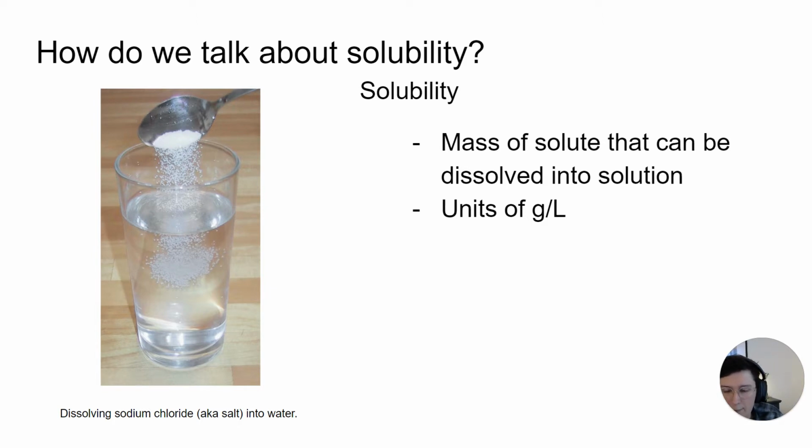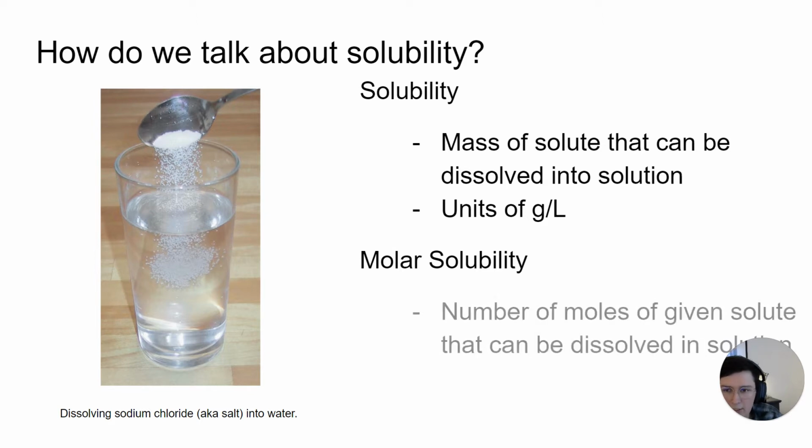However, one thing that chemists are a lot of times interested in is the stoichiometry of it. So we like to talk about molar solubility, and that is just the number of moles of a given solute that can be dissolved in solution. And that is going to be, unsurprisingly, moles per some volume, usually liters.